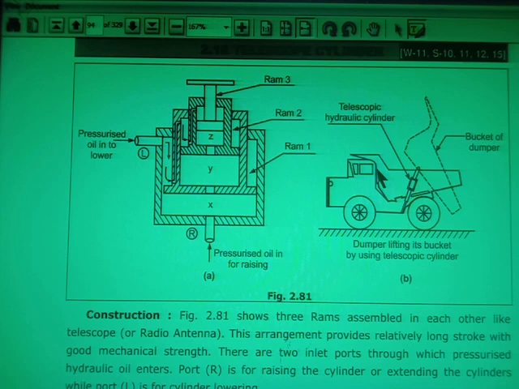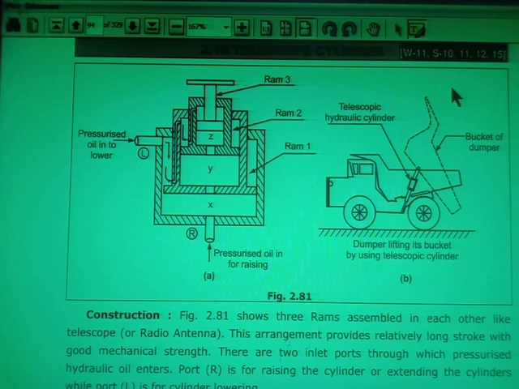Now there is another type of cylinder, which is known as the telescopic cylinder, or telescope cylinder. So what is the telescope cylinder? You have seen the radio antenna, right? In that radio antenna, one stick moves outside and then the next, and when you bring all the sticks together, it becomes very small.